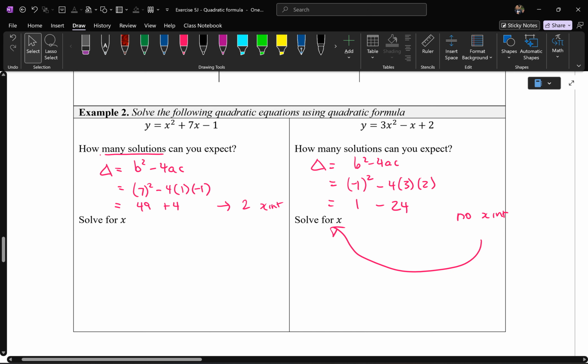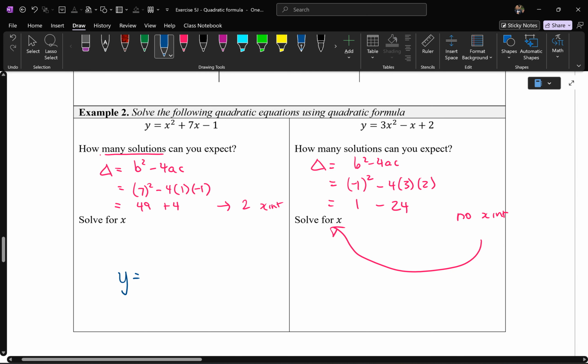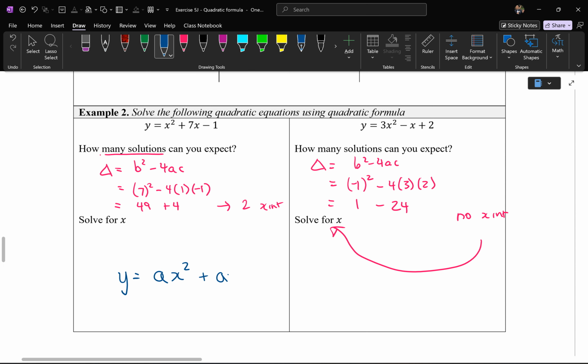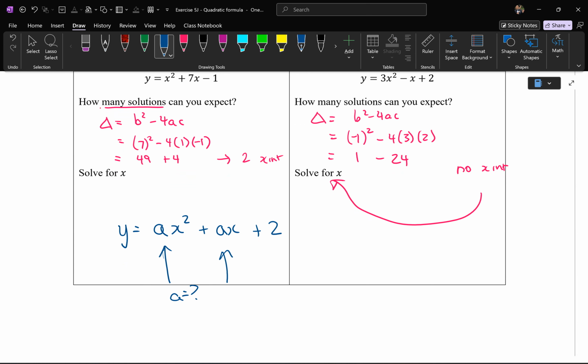At a year 11 level, for those who are interested, you can see if you can think about this one. What if I gave you this problem? What if I said, I've got an equation, ax squared plus ax plus 2. Tell me what numbers of a, because you can change a to whatever number you want, will give you one x-intercept? Is it possible? That's the year 11 level.